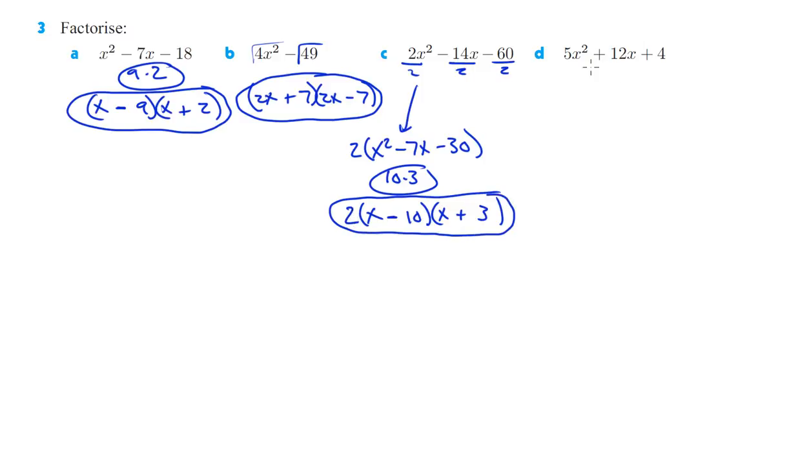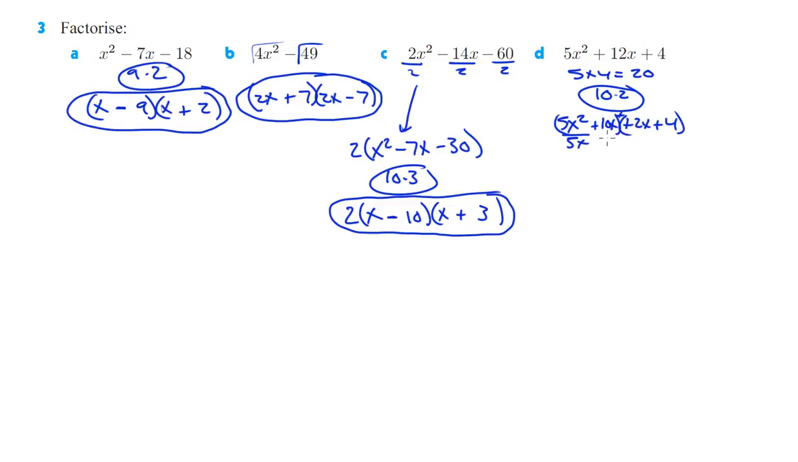Okay. Last one, nothing we can get out of all of those, so let's go 5 times 4 is 20. We've got to come up with factors of 20 that add up to 12. That's going to be, what, 10 times 2? All right, so we do 5x squared and the plus 4. And then now these are going to be 10x and 2x. They have to add up to 12, so it's just plus 10x plus 2x. And then we regroup and put an addition between those two.